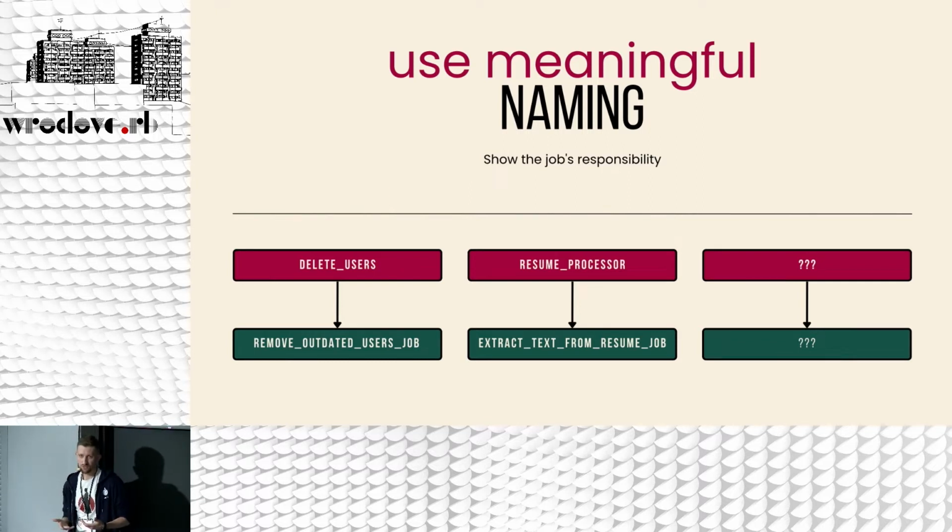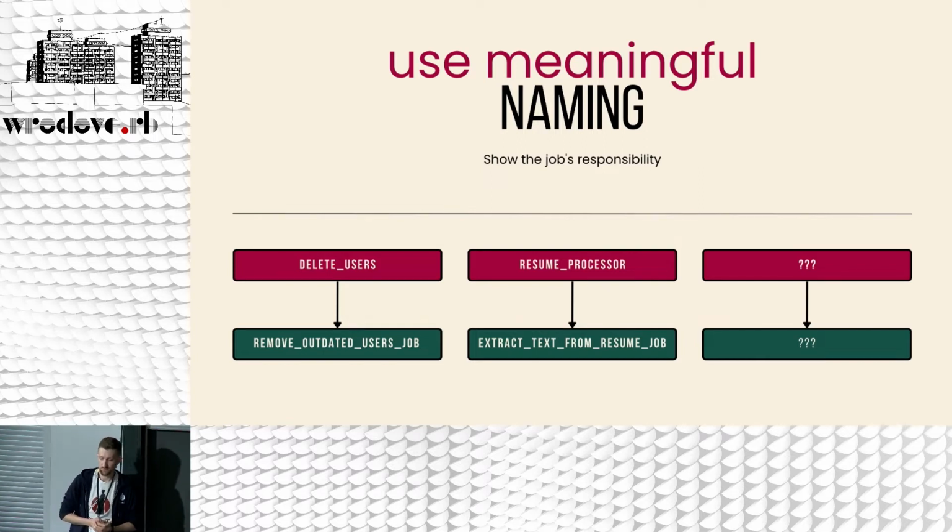In my opinion, it is too generic. We don't even know that it is a background job. So it's a good idea to give it a more meaningful name, like remove outdated users job. And thanks to this, we know, first, this is a background job. And the second thing, it removes outdated users, which in most cases means users that are no longer active.